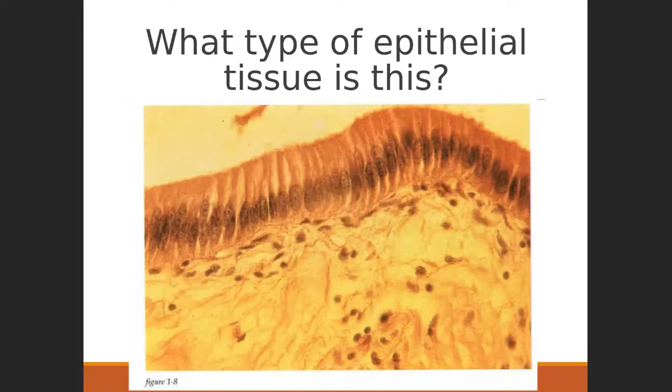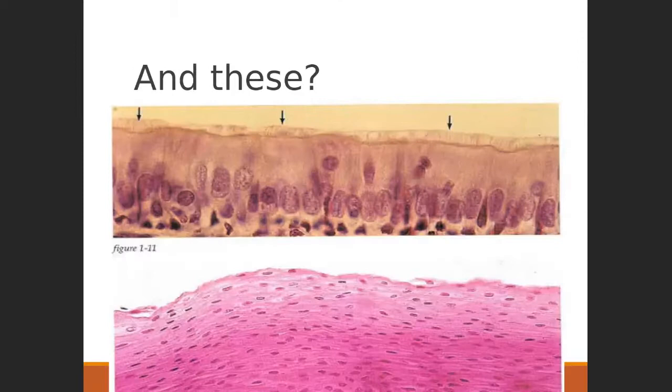So just for some practice, you can look at these slides. What tissue type do we have? One layer of columnar cells, simple columnar. Multiple layers of squamous cells, stratified squamous.